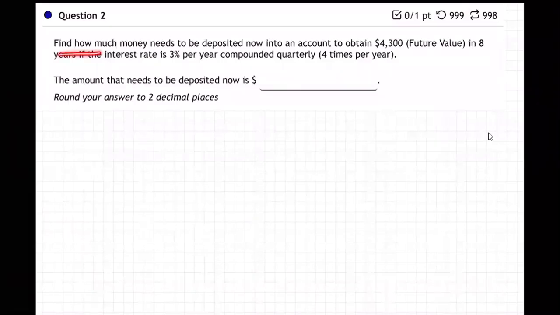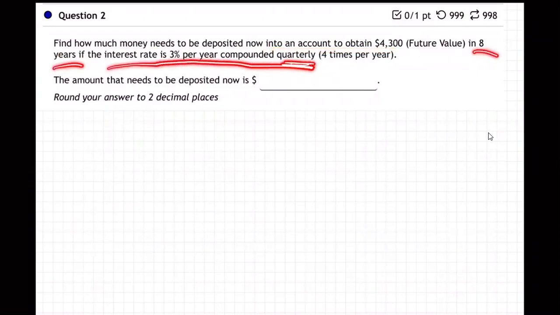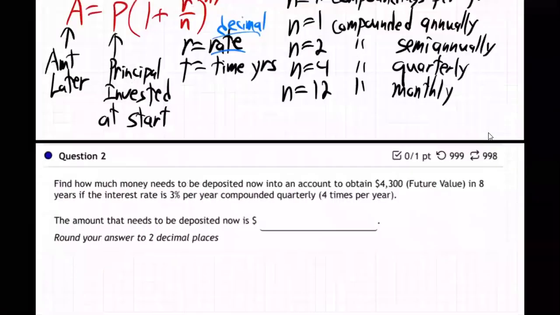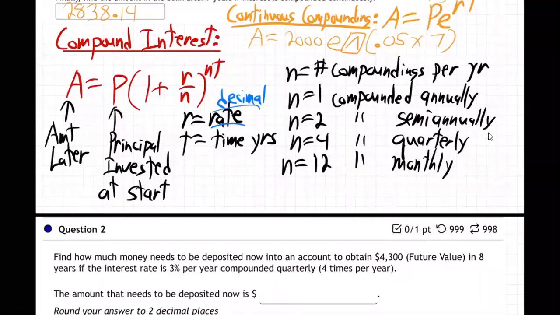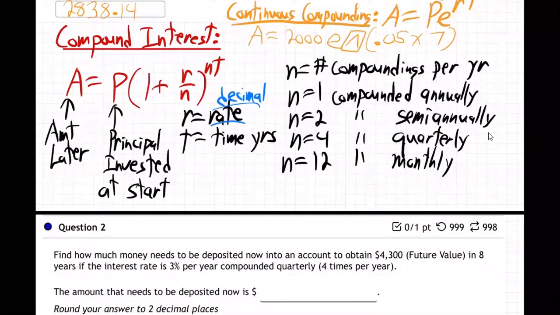Okay. Find out how much money needs to be deposited now into an account to obtain $4,300 future value in 8 years if the interest rate is 3% per year, compounded quarterly, 4 times per year. So we're going to have to use, again, the formula for compound interest. It's this one right here. It's A equals P times (1 plus R over N) to the NT.